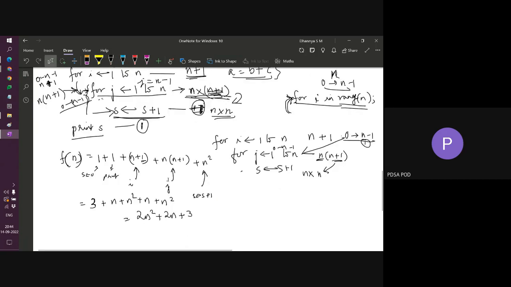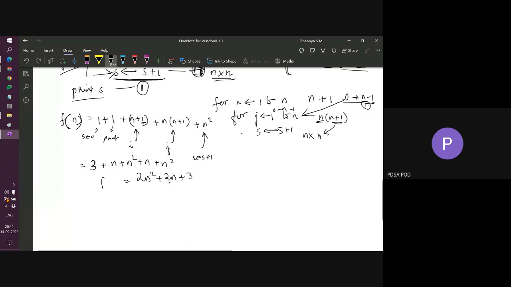Got it, no? So we are writing the time complexity, or the number of steps in this algorithm, as a function of input size. This is the input size. You're giving the value of n as input, nothing else, you're taking it from outside. So the size n is what is going inside. You are expressing the time complexity of this algorithm as a function of n, and that is what you're getting here.